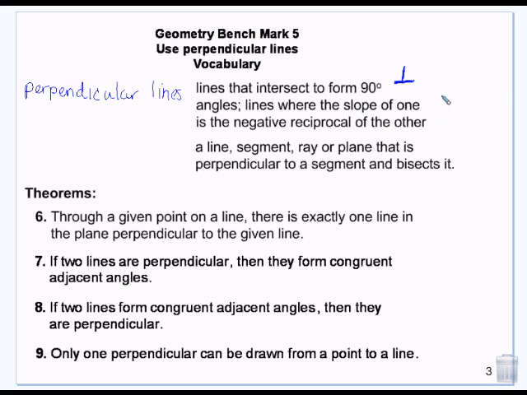Negative reciprocals. If one slope is 2, the other one would be negative 1/2. If one slope is 2/3, the other slope would be negative 3/2. So these are the slopes. So perpendicular slopes are flipped and negated.